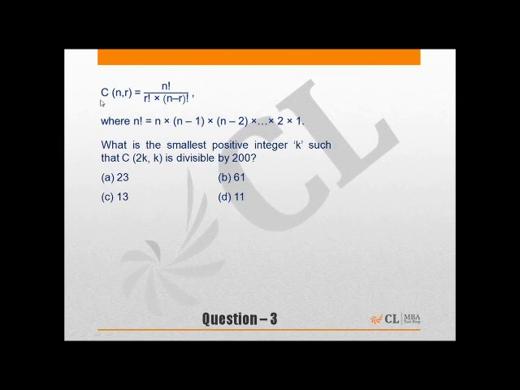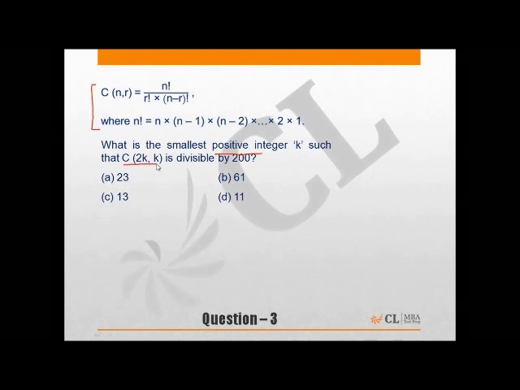Question 3. C n r is equal to n factorial upon r factorial into n minus r factorial. Okay, I am sure all of us know this. Let's move on to the question. What is the smallest positive integer k such that C 2k k is divisible by 200?